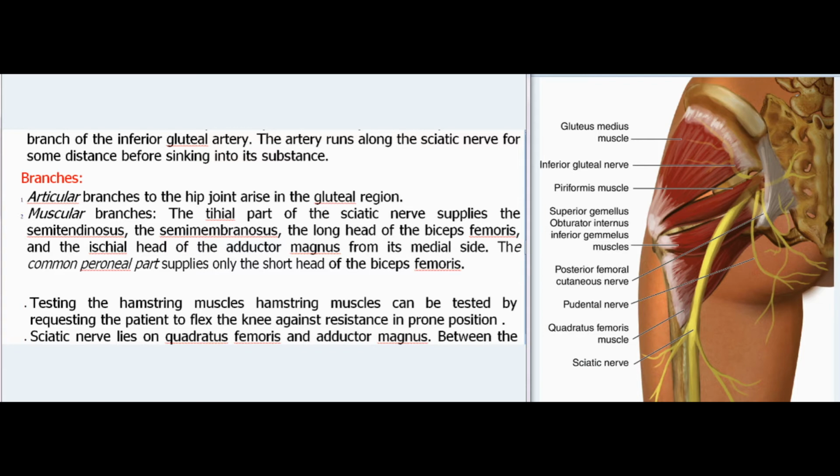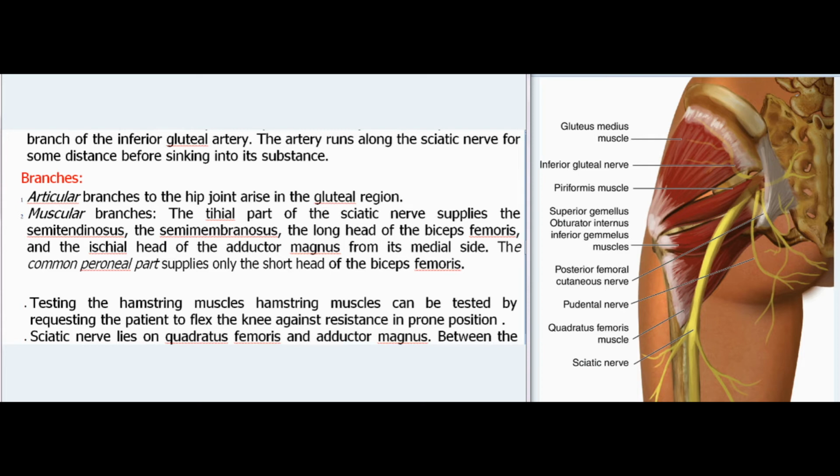Branches. 1. Articular branches to the hip joint arise in the gluteal region. 2. Muscular branches. The tibial part of the sciatic nerve supplies the semitendinosus, the semimembranosus, the long head of the biceps femoris, and the ischial head of the adductor magnus from its medial side. The common peroneal part supplies only the short head of the biceps femoris.